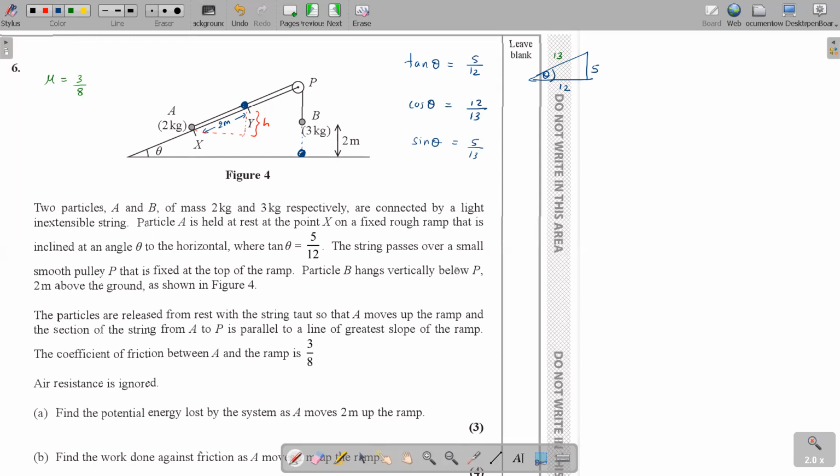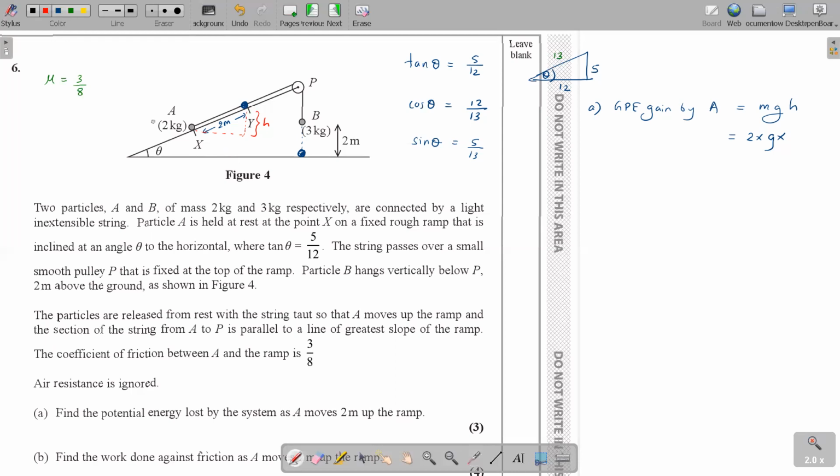Okay, so let's find the GPE gained by A. Part A. GPE gain by A equals MGH. Always GP is MGH. So M is mass of A, 2 kilogram. G is 9.8. Okay, what's the height? What's the perpendicular height that A has climbed? Can you guys tell me? So we can't take the 2 meter. 2 meter is along the plane. So you have to take the perpendicular distance that A moves. What's that distance? What is the perpendicular distance that A moves up the plane?